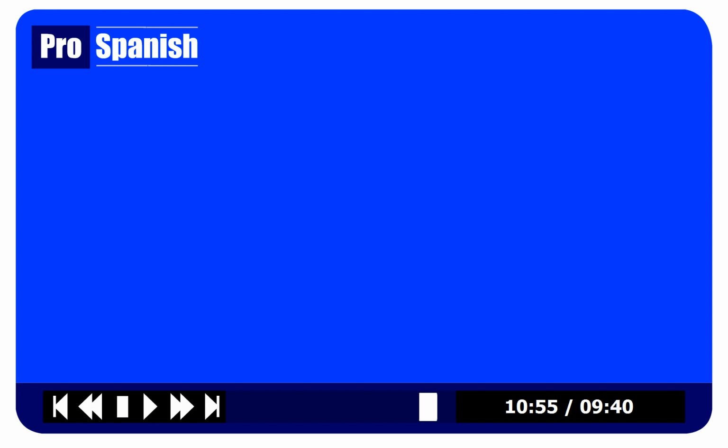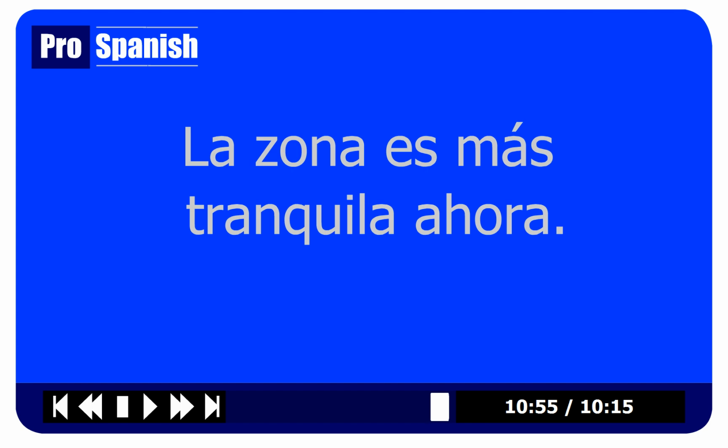How would you say, the area is more peaceful now? And the word for now is ahora, A-H-O-R-A. So the area is more peaceful now. What would that be? La zona es más tranquila ahora.